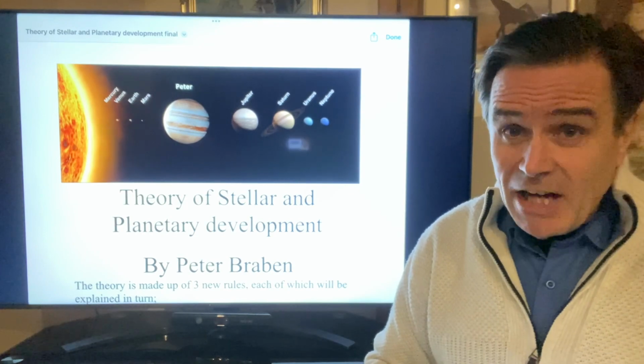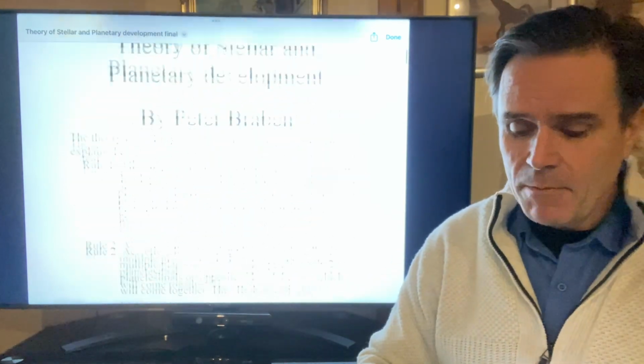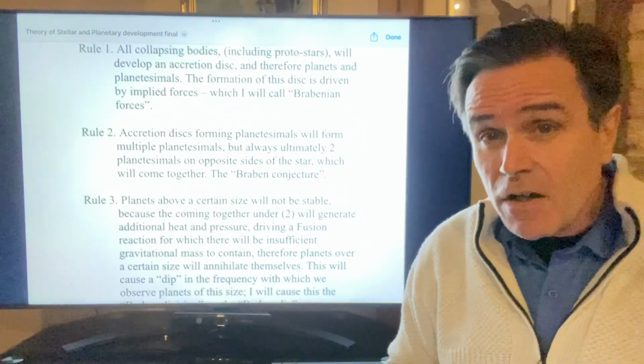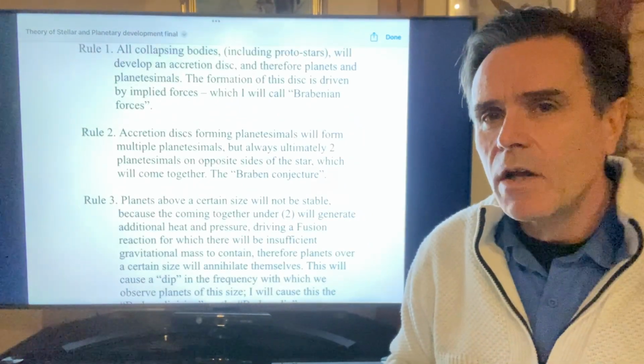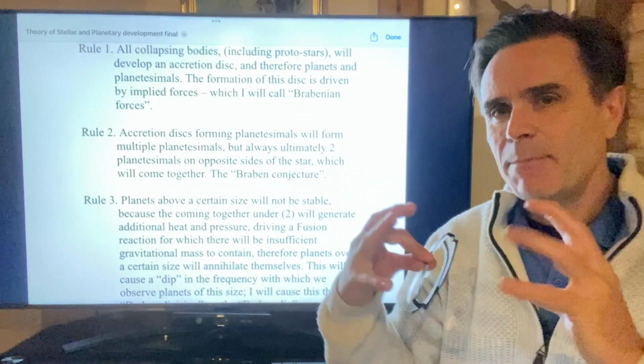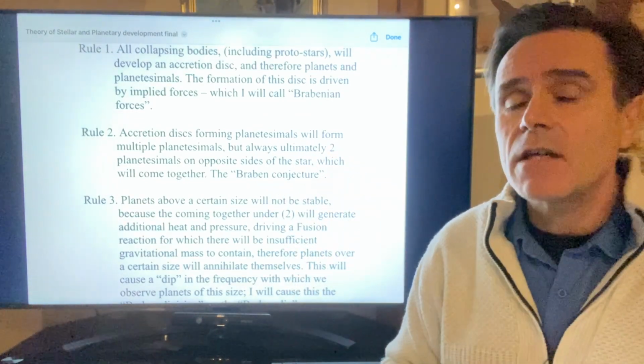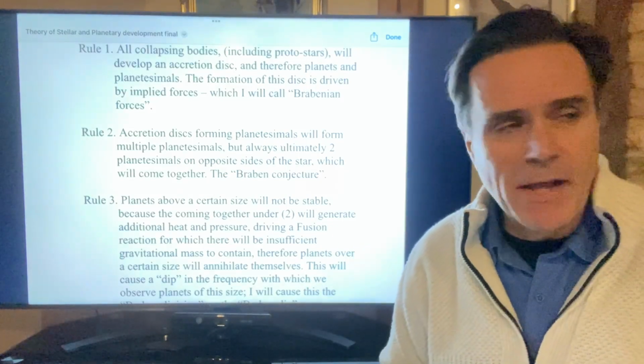My theory, which is a genuinely new theory, is as follows. There's 3 aspects to it, and they're on the screen here. The first aspect is that all collapsing bodies, all gas collapsing to form stars, all of those will form an accretion disk that will give rise to the formation of planets.